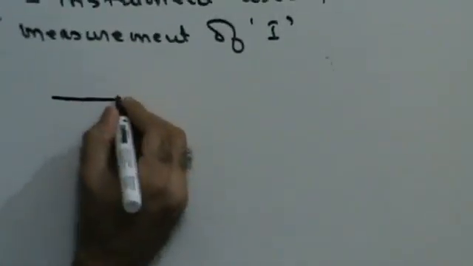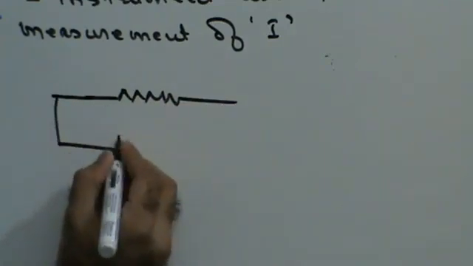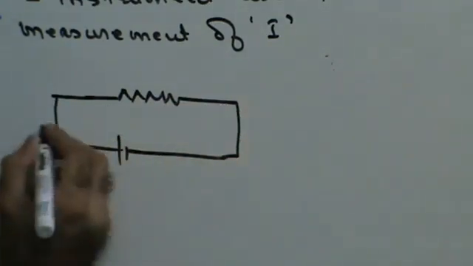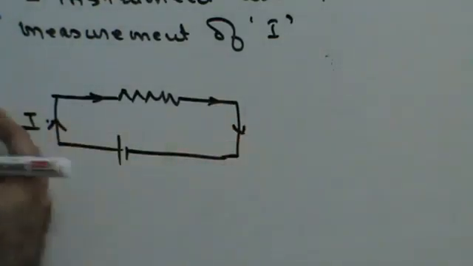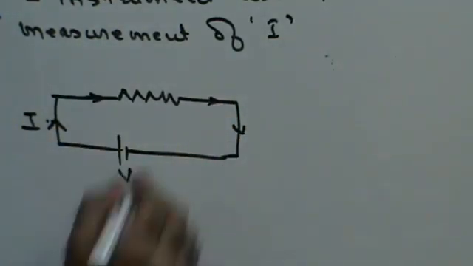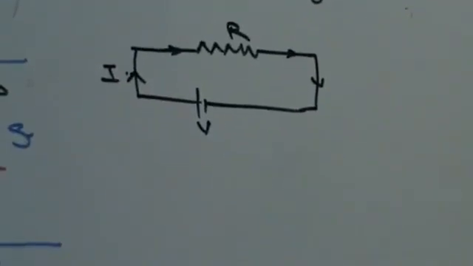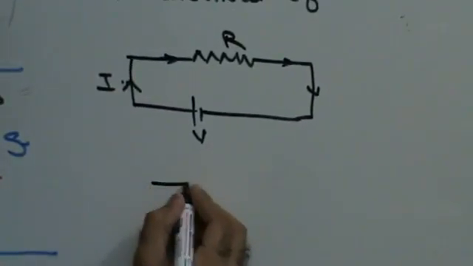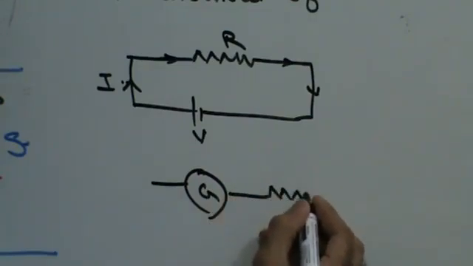See guys, suppose I have a circuit, this is my circuit, battery, some current I is flowing through the circuit, okay. I want to find out what is the current I flowing through the circuit. In order to do that, I want to measure current, that means I'll have to introduce a galvanometer in series. So the same circuit again with the galvanometer introduced in series.